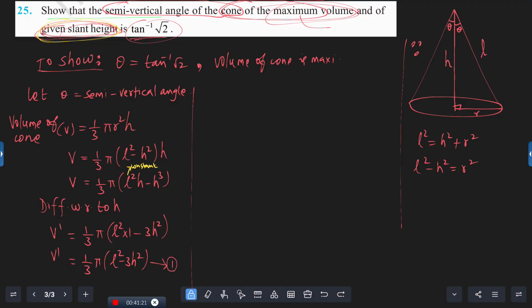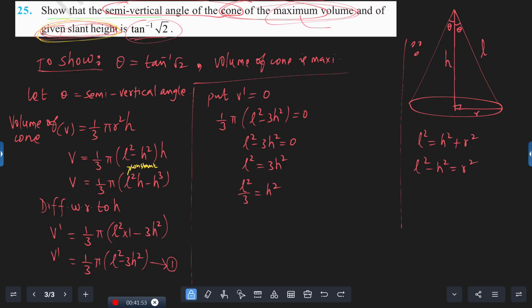Now put it equal to 0 to find the H value. Put V dash equal to 0. So 1 by 3 pi times L square minus 3 times H square is equal to 0. 1 by 3 pi multiplied, when you send it to the opposite side it is divided. 0 divided by anything is 0. So L square minus 3 times H square equals 0. L square is equal to 3 times H square. I need H only, so L square divided by 3 is equal to H square.